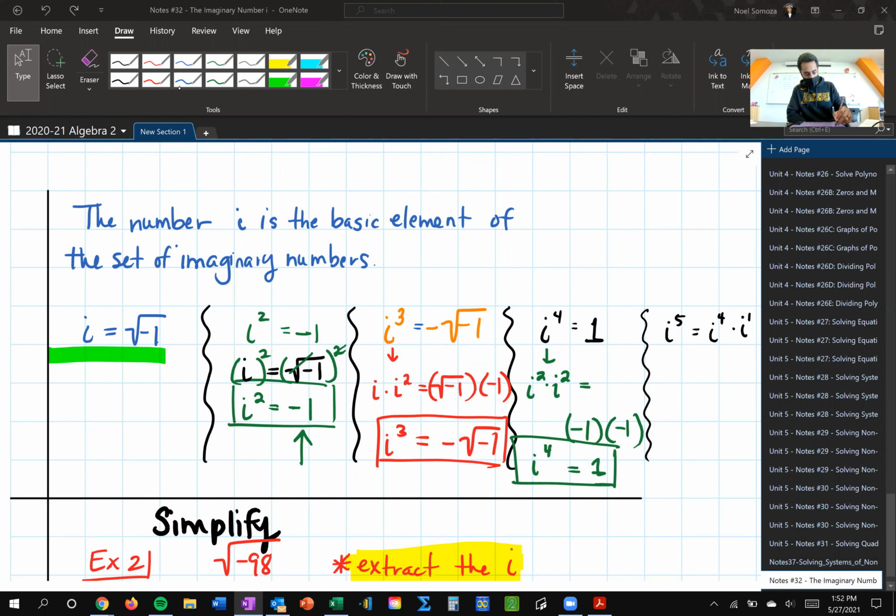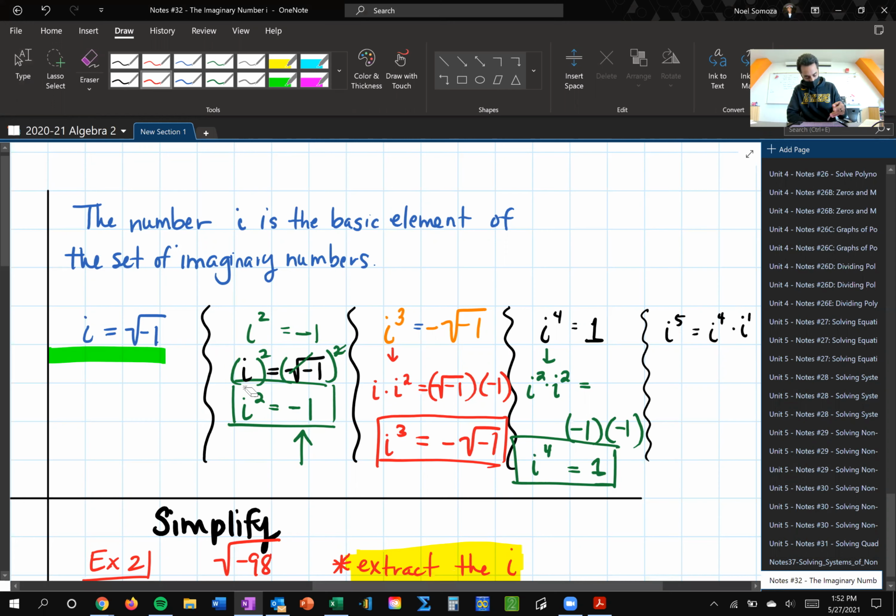Yeah, okay. Well, if you know that I is equal to the root of -1, and if you want I squared, you square both sides. So I squared now is equal to, well, what's the square root of -1 squared? Well, square root and square are inverses, so they cancel. So what's left? -1. So I to the second power is equal to -1.